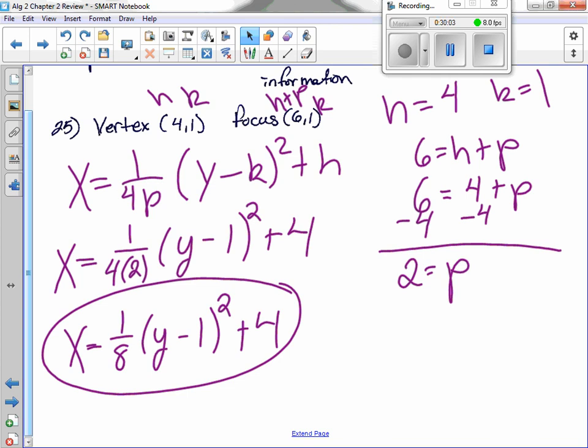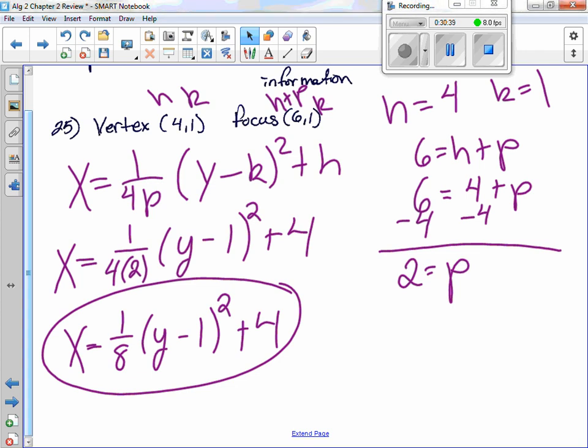Any questions on this here? What is this here? 4 what? What changed? The 4 became a 6. So looking at this here, I have h, k, yes? The focus is what? h, k plus p. So with this, the k value wouldn't stay the same because I'm adding something to it, yes?